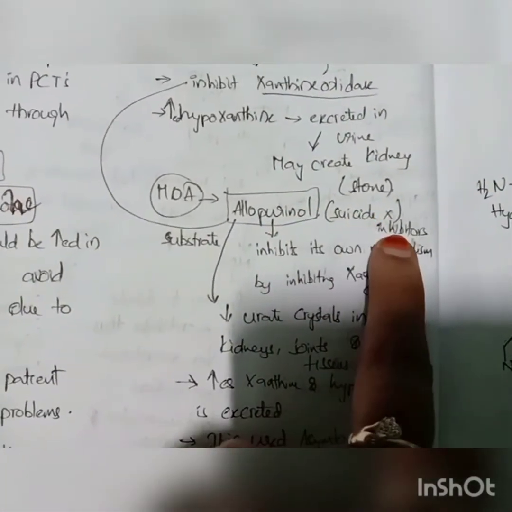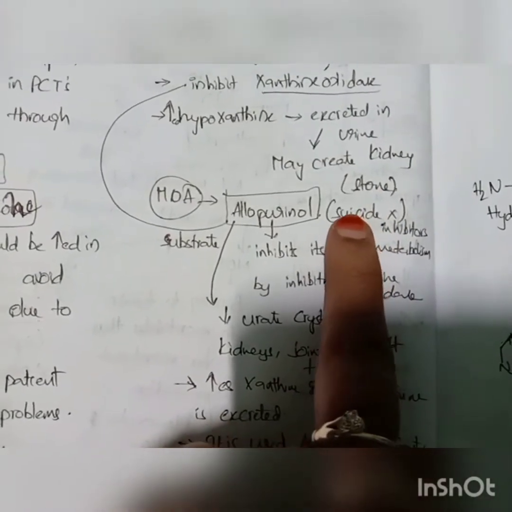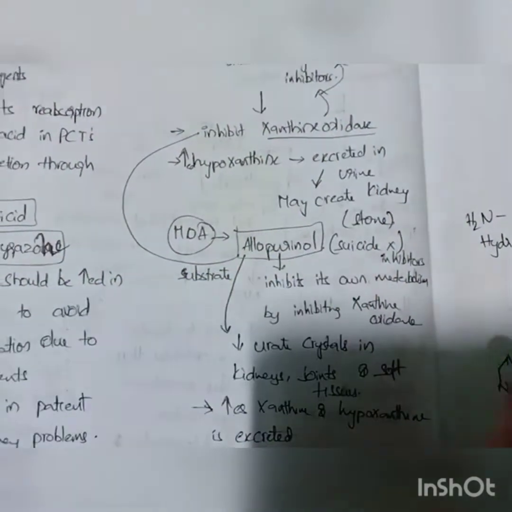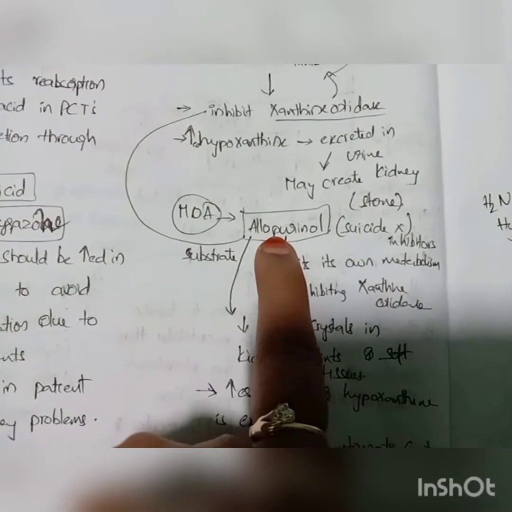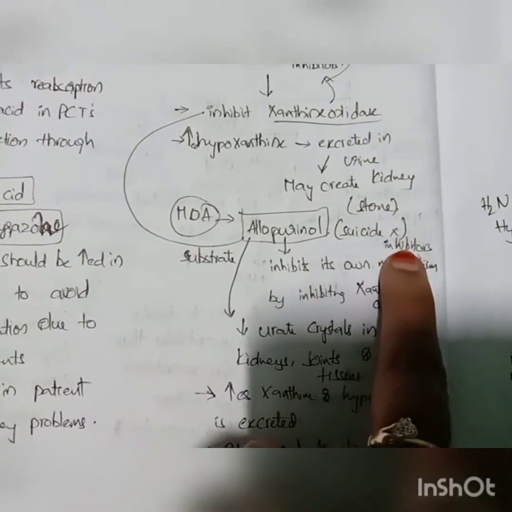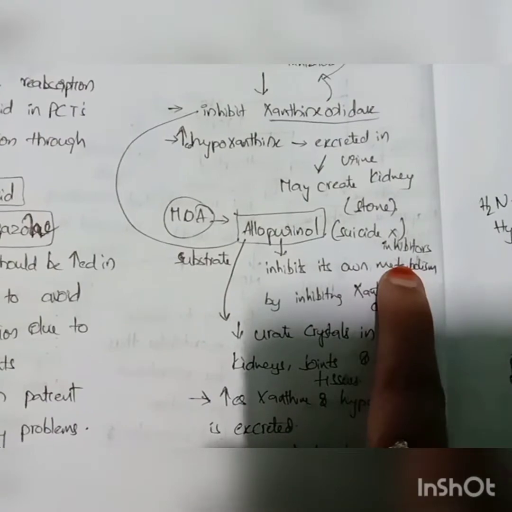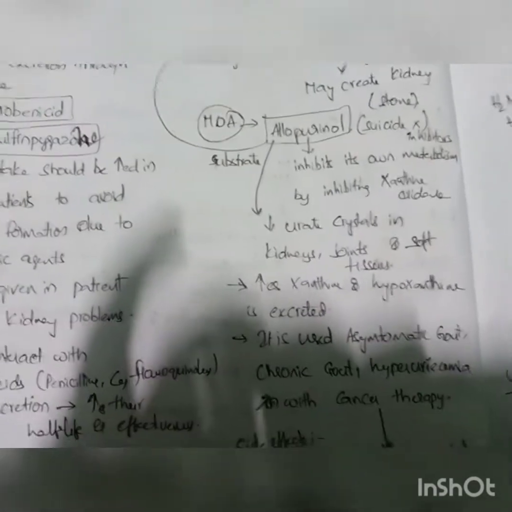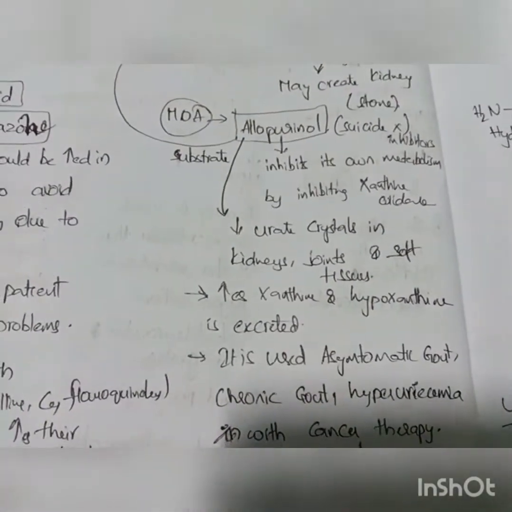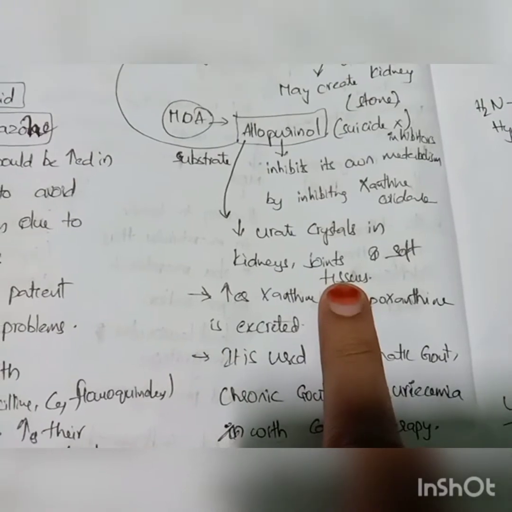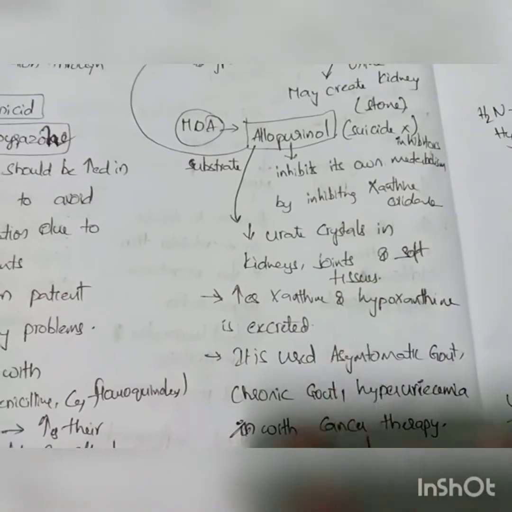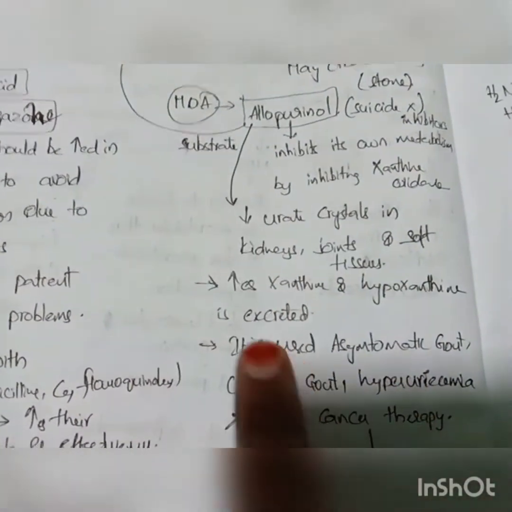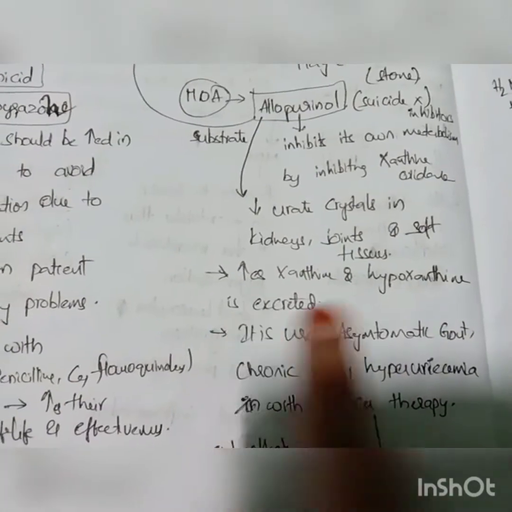It is a suicidal inhibitor. Suicidal inhibitor in the sense it will inhibit its own metabolism by inhibiting xanthine oxidase. This leads to decreased urate crystals in kidneys, joints and soft tissues, where uric acid crystals will be decreased. So increased xanthine and hypoxanthine is excreted.